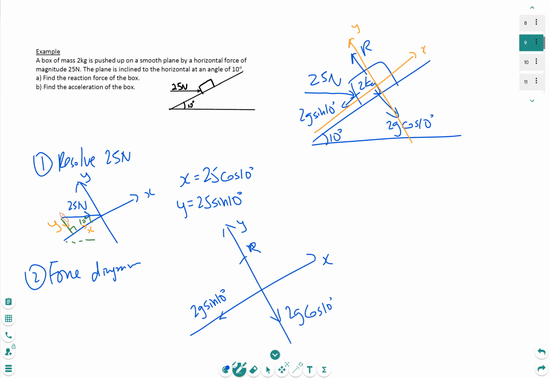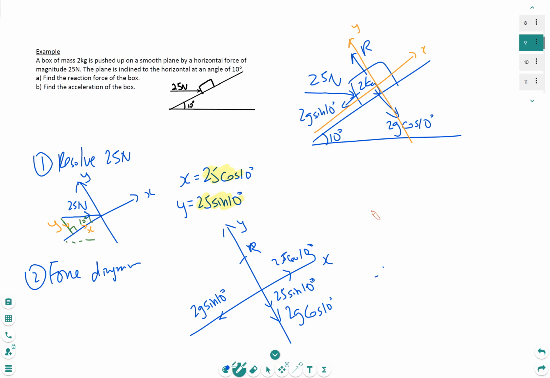Next, what I also have is these two from step 1. My 25 cos 10 pointing, look at X, going upwards, so I'm going to put 25 cos 10 degrees, and for Y is going downwards, 25 sine 10. Okay. Right, so what's next then?